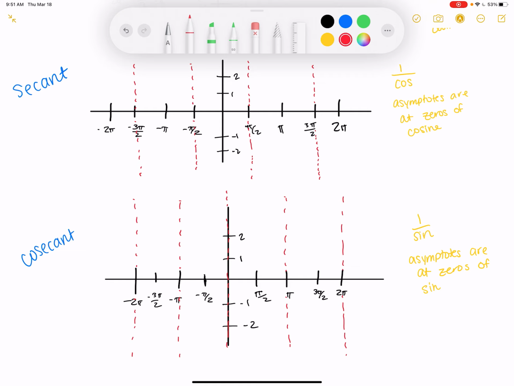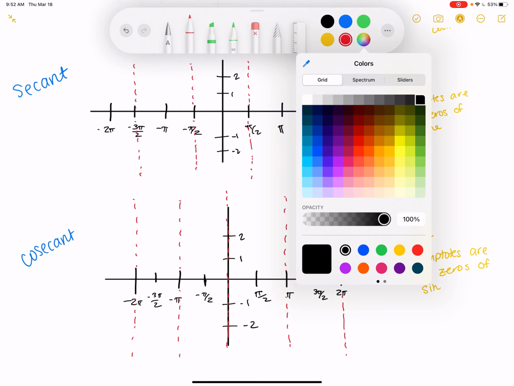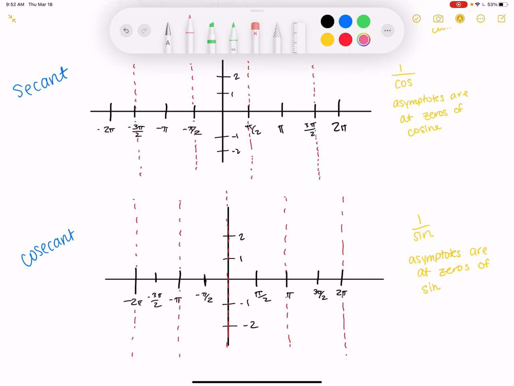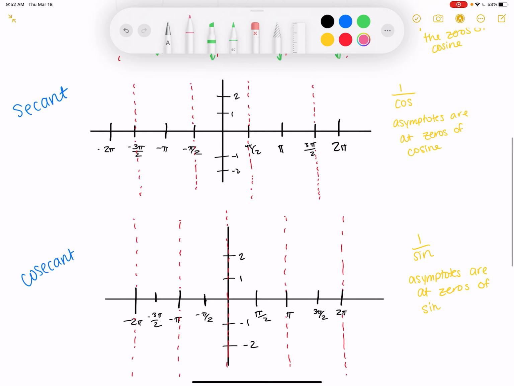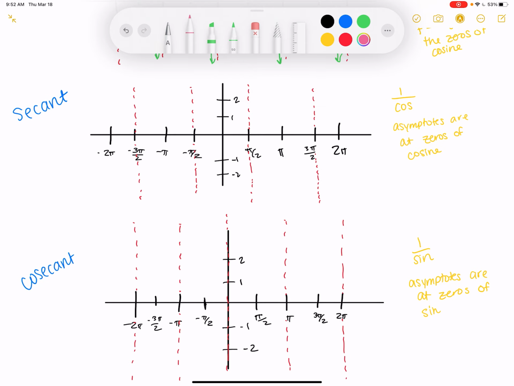Okay, so now the thing to remember is that with sine and cosine graphed, the secant and cosecant are going to be opposite of where the little humps are. Just for reference, I'm going to draw in sine and cosine so you can see what I mean. So remember cosine, we start at 1.